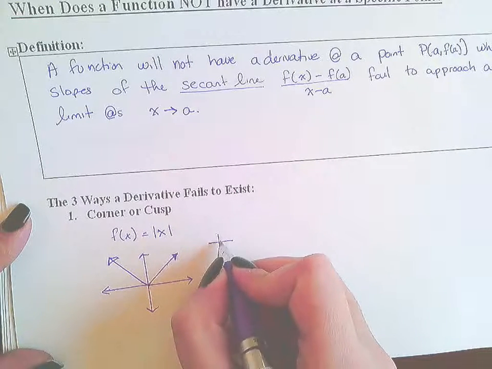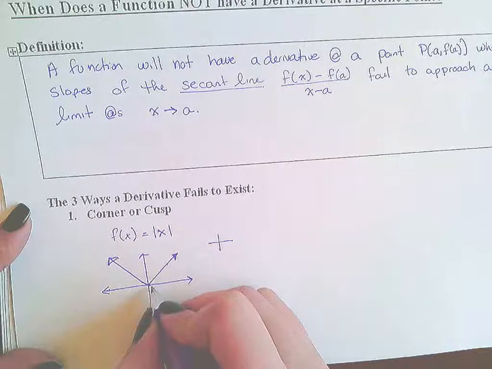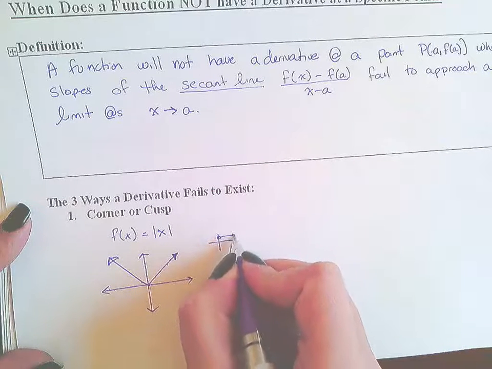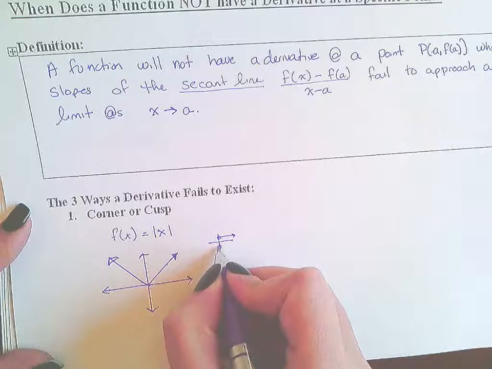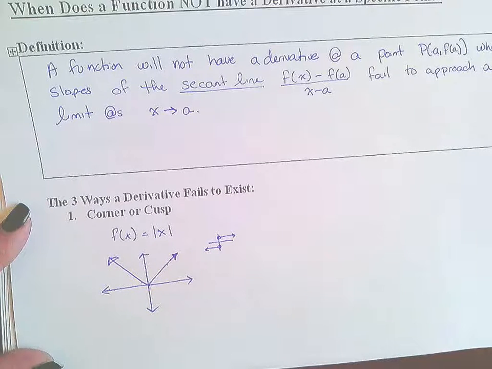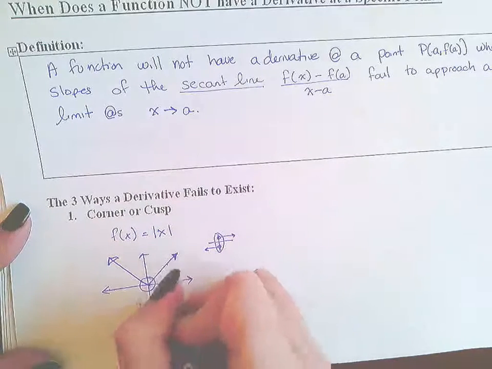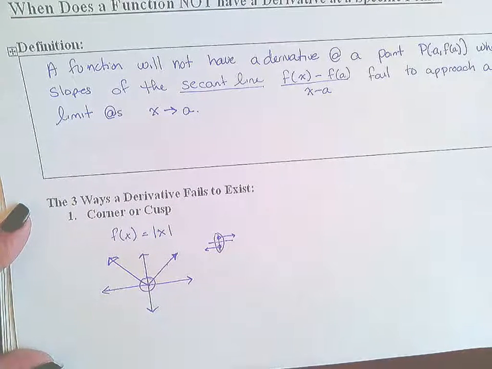It kind of starts at positive 1, and then it jumps, and the rest is negative 1. So that's why the derivative does not exist at 0, so the derivative does not exist at that corner.